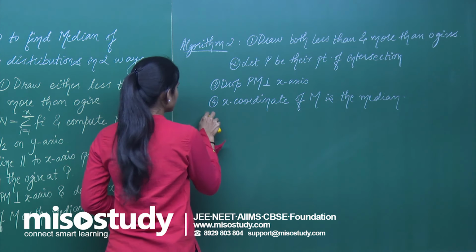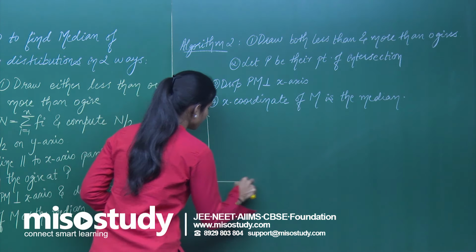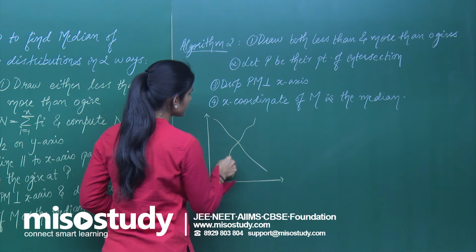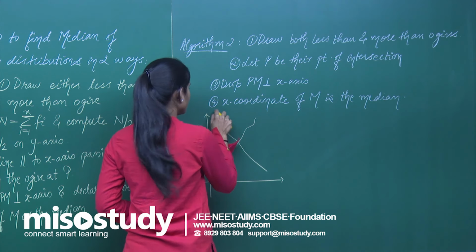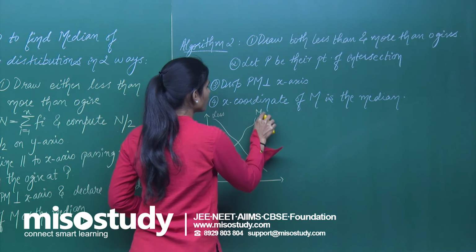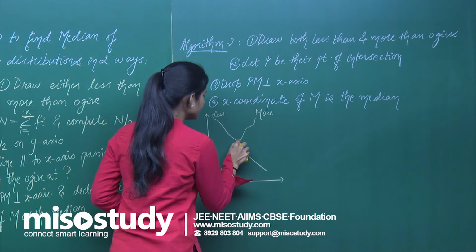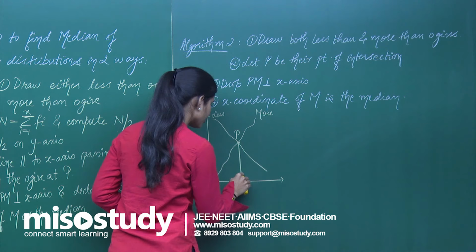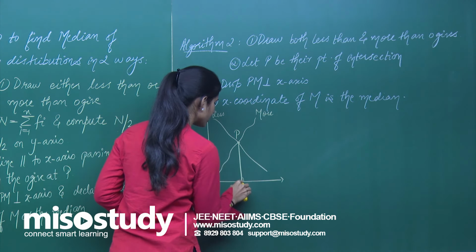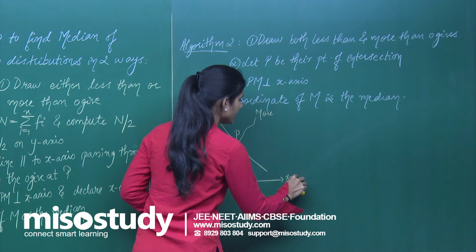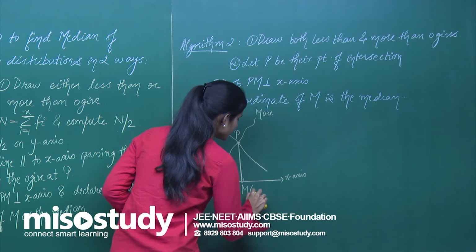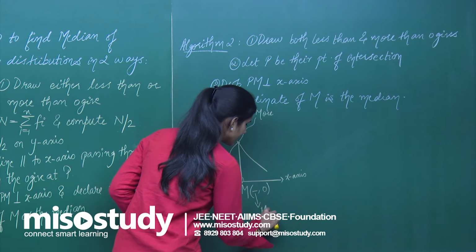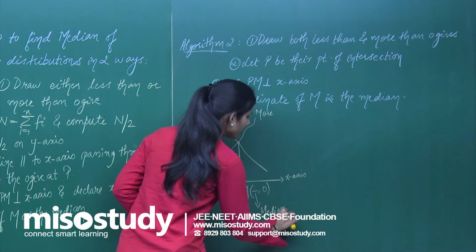What this is trying to say is, just a rough diagram, this is the x-axis, y-axis. So say this is your less than ogive, this is your more than ogive, for example. So this is less than and this is more than ogive. They are meeting each other at a point, say this is point P. From this point P, you drop a perpendicular onto the x-axis, say this point is M, so PM is perpendicular to the x-axis. Again, this point M is on the x-axis, so it will be something comma 0. This something is declared as the median, which is the x-coordinate of point M.